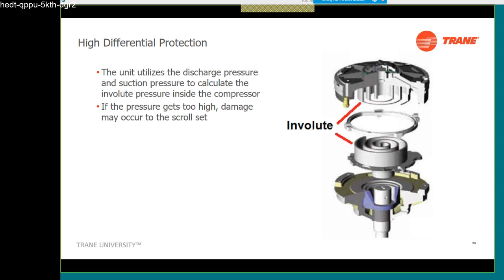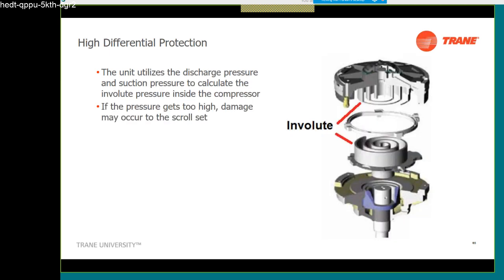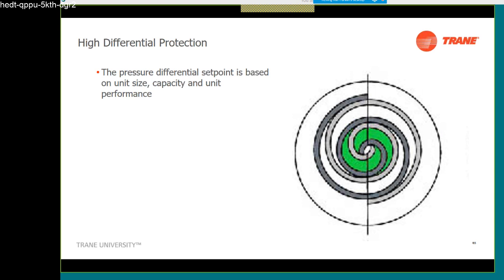High differential protection. So what we're really looking at here is this green section in the compressor. We don't actually have any temperature sensors or pressure sensors in there, so we can't really look at that internal area. So the unit is going to look at discharge pressure and suction pressure and some temperatures, and it's going to do an internal calculation to figure out what that envelope pressure actually is. If it gets too high, we run into the issue we may damage this internal scroll, whether the tip seals or we fragment that scroll. So it's a protection situation going on. It's doing internal calculations to try to prevent that from happening. It's based on the unit size, the capacity, and the current performance.